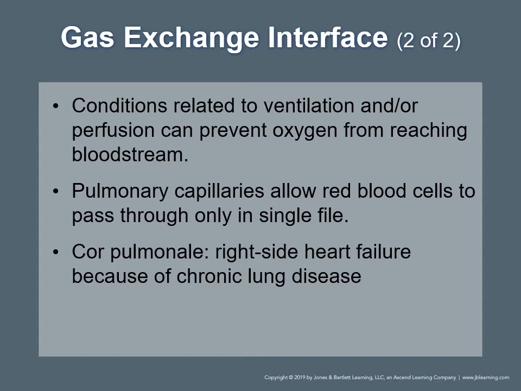Pulmonary capillaries are narrow and normally allow red blood cells to pass through only in single file. People with chronic lung disease and chronic hypoxia often generate a surplus of red blood cells over time, which makes their blood thick. Right side heart failure, because of chronic lung disease, is known as cor pulmonale.